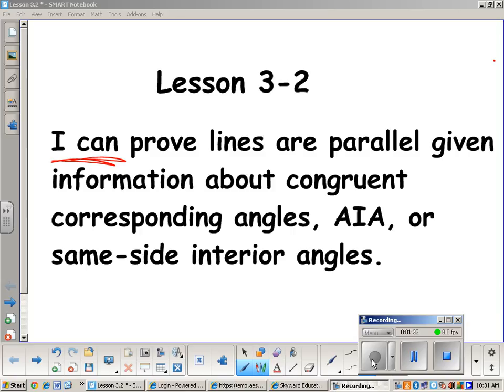Today we're going to look at the reverse of that. We started with parallel lines before. Today we're going to use those same three tools, corresponding angles, alternate interior angles, and same-side interior angles. We're going to look backwards and say, can we prove that these lines are parallel?